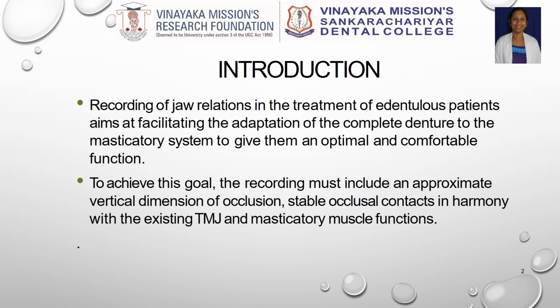During the treatment of a completely edentulous patient, jaw relation is a vital step. The complete denture should be in a good adaptation. The patient should have a good masticatory system. They should have optimal contacts between the teeth, and they should have a harmony in their temporomandibular joint and the muscles of mastication.